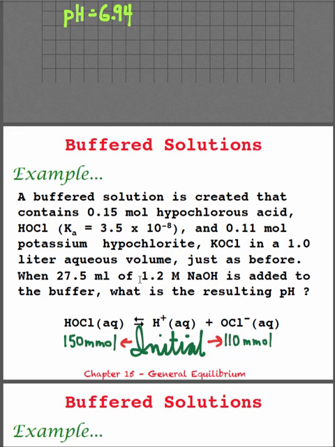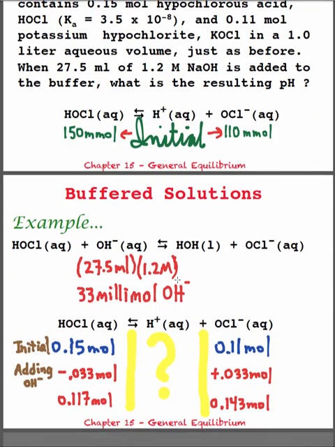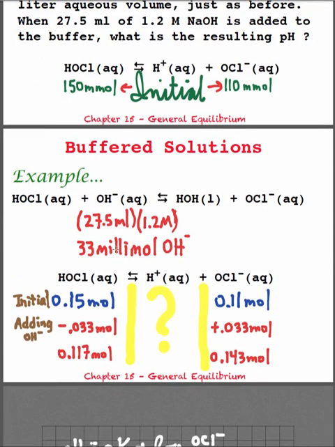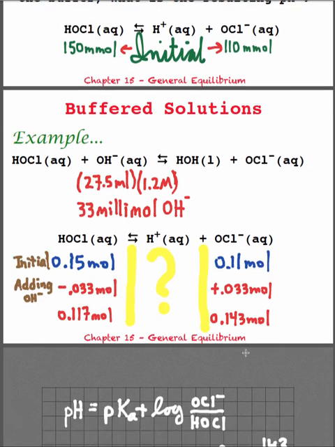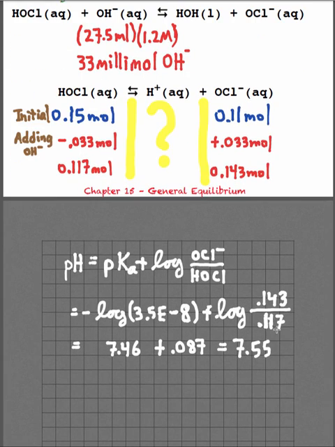What's 27.5 times 1.2? It's 33 millimoles. So if I introduced 33 millimoles of strong base, it would diminish this acid by 33 millimoles, reducing this to 117 millimoles, increasing this to 143 millimoles. Then my buffer has a slightly different pH, and my buffering capacity is changed again.